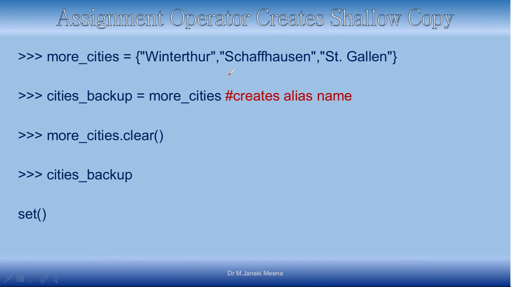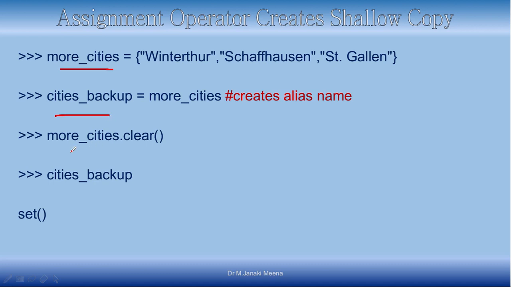And then we have already discussed shallow copying and deep copying. The same thing is applicable for sets also. When you look at the assignment operator, it will only create a shallow copy. So let me show an example. This is one set, more cities, with 3 city names, and I am using the assignment operator and creating another variable, cities backup. When I use it like this, it will be a shallow copy, and it will be only like an alias name. The same object will be having 2 names, that's all. More cities as well as cities backup will be referring to the same memory when we do like this.